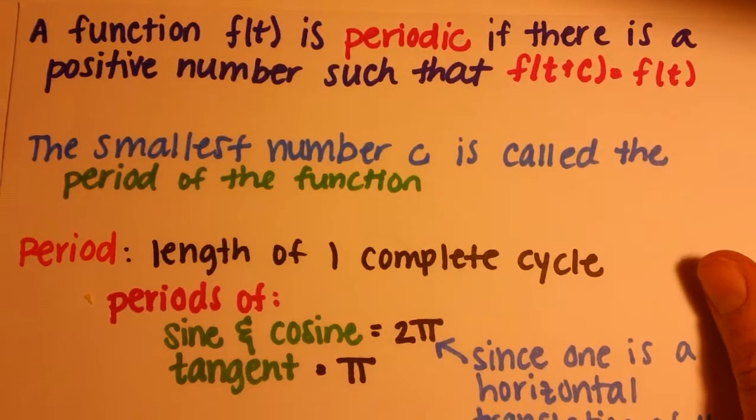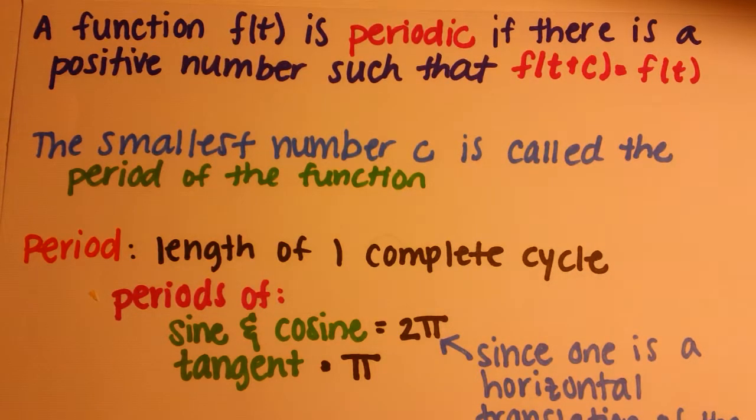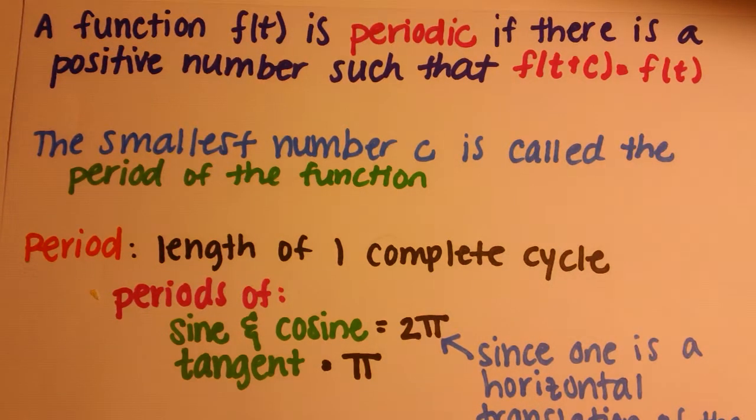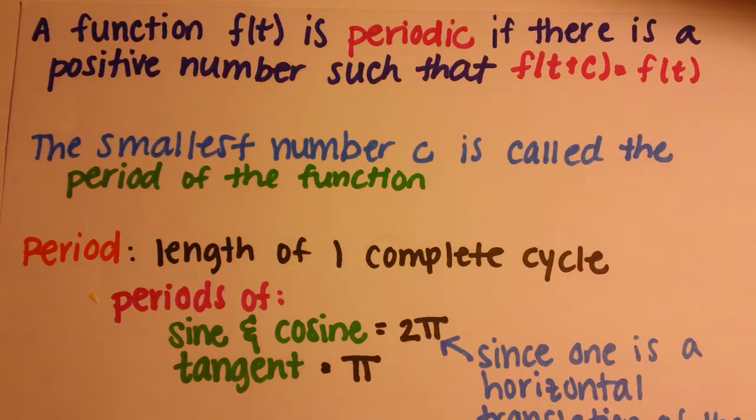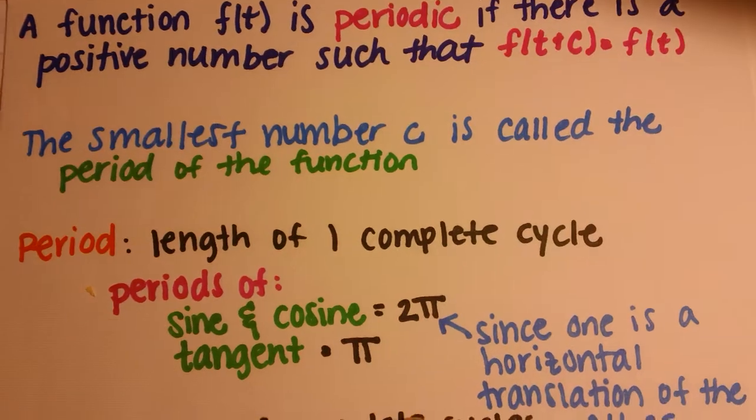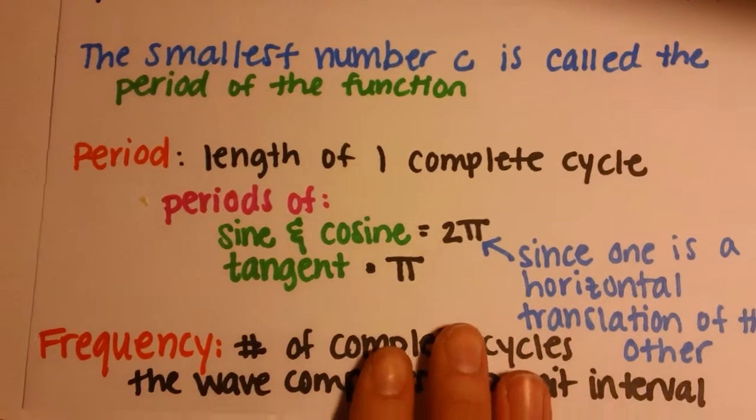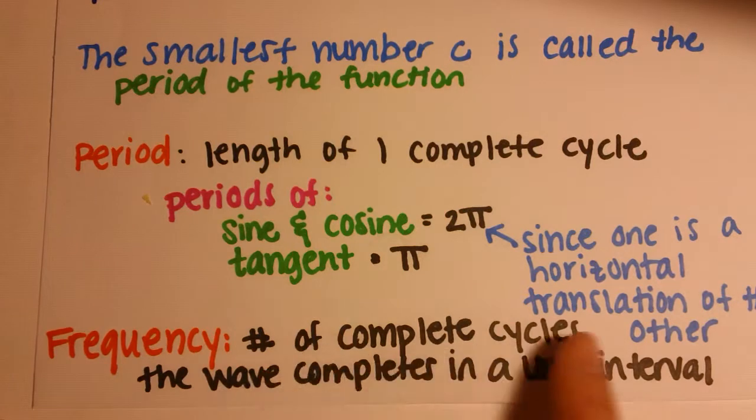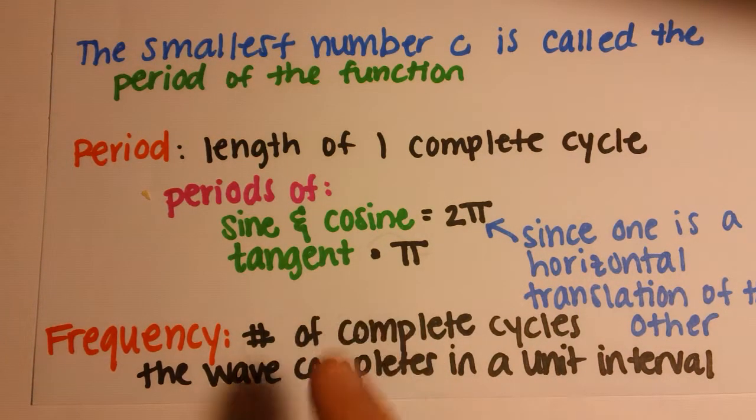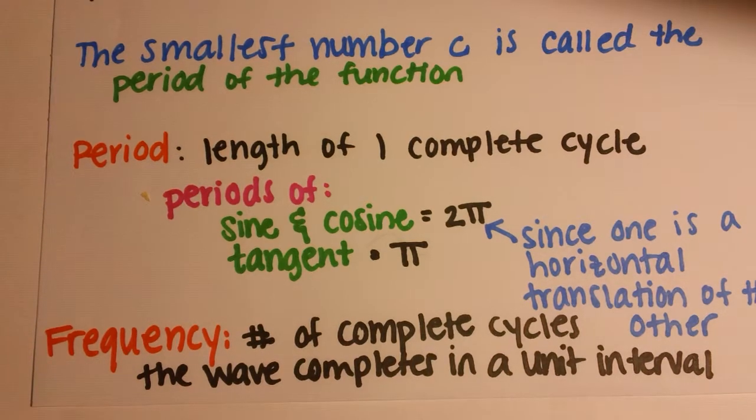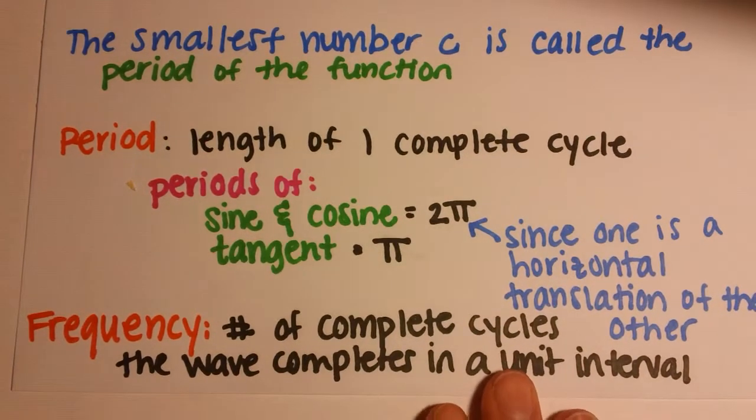So we know a function is periodic if there is a positive number c such that f of t plus c equals f of t. This smallest number, c, is called the period of the function. Again, the period is one complete cycle length. So the periods of sine and cosine, without our transformations, are 2 pi, and then tangent will be pi. The period of sine and cosine is the same since one is a horizontal translation of the other.